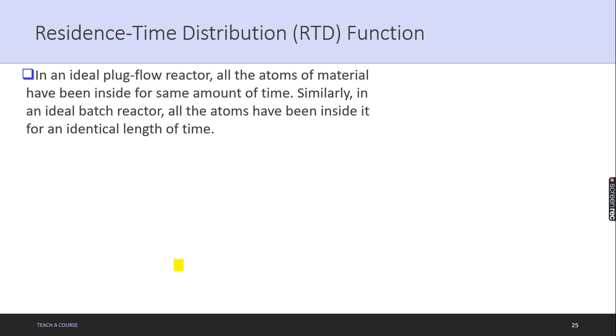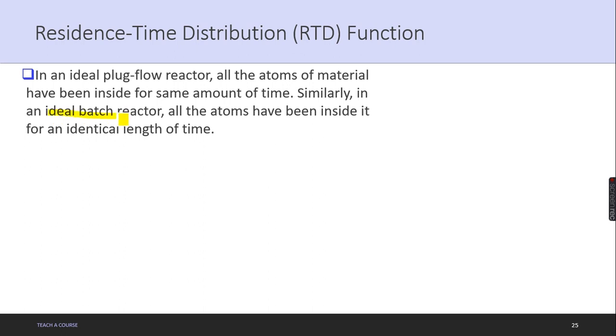Now we need to have some residence time distribution functions also in this class. In an ideal plug flow reactor system, all the atoms of the molecule have been inside for the same amount of time. Plug flow means we are discretizing the whole reactor into small segments, and it is continuously moving in a laminar fashion. So we assume there is no back mixing, but we also assume that axial mixing is possible. So that can also sometimes be non-ideal.